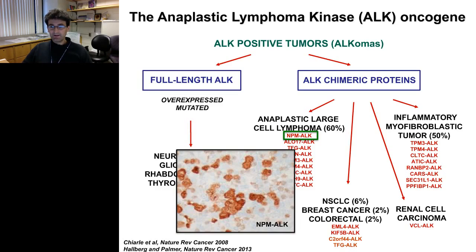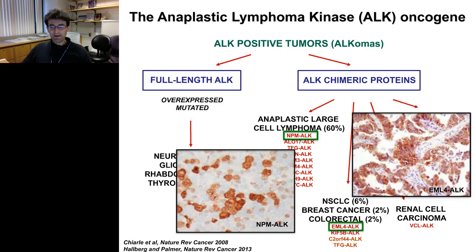For example, inflammatory myofibroblastic tumor, in which about 50% have a wide range of different ALK translocations, and most recently and importantly, non-small cell lung carcinoma, breast cancer, and colorectal cancer, as well as renal carcinoma. Another typical example is non-small cell lung cancer, in which the most common translocation is the EML4-ALK translocation.